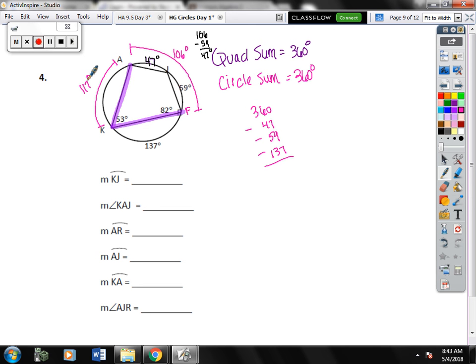Now the hardest part would probably be finding one of these 2 top angles. It doesn't matter which one you find first, but once we get one, we can use quadrilateral sum. Let me go erase my highlighter. How do you think I could find either of those top angles? Pick one, A or J. Shout it out. A.